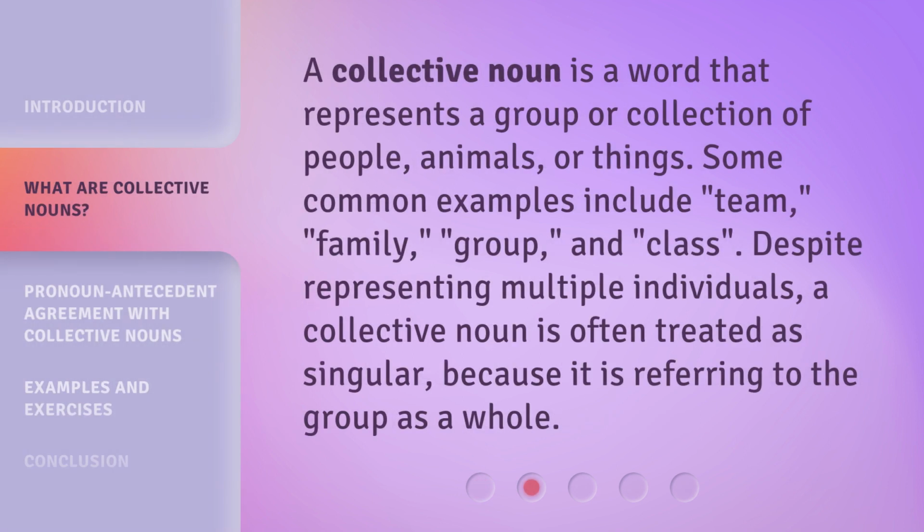A collective noun is a word that represents a group or collection of people, animals, or things. Some common examples include team, family, group, and class. Despite representing multiple individuals, a collective noun is often treated as singular because it is referring to the group as a whole.